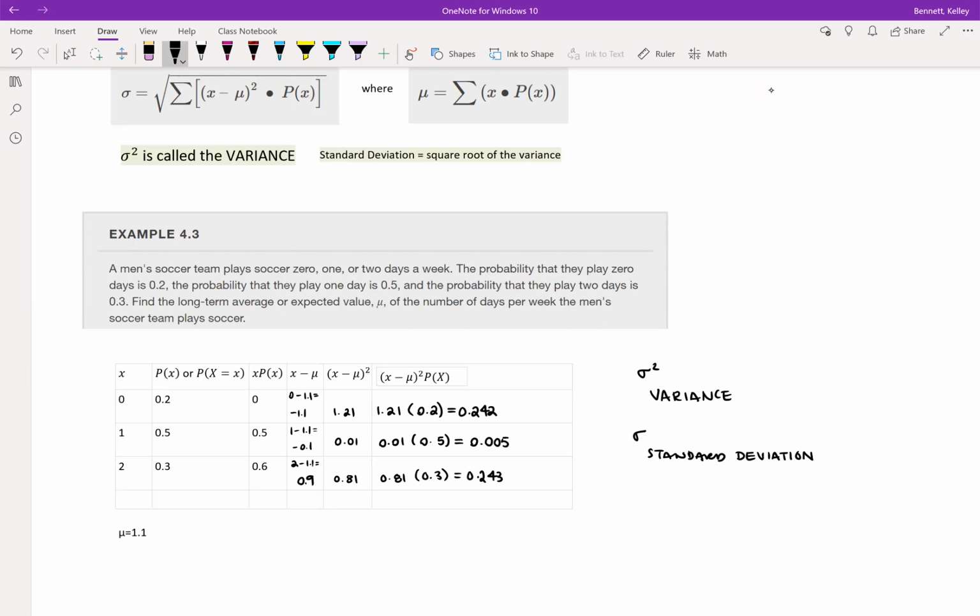All right, so now that I have (x minus mu) squared times px, what I want to do is just add them up. So now I'm going to get my total here. So this is going to be 0.242 plus 0.005 plus 0.243, and that gives me 0.490. I have to be very careful here because this should definitely be a lowercase x.